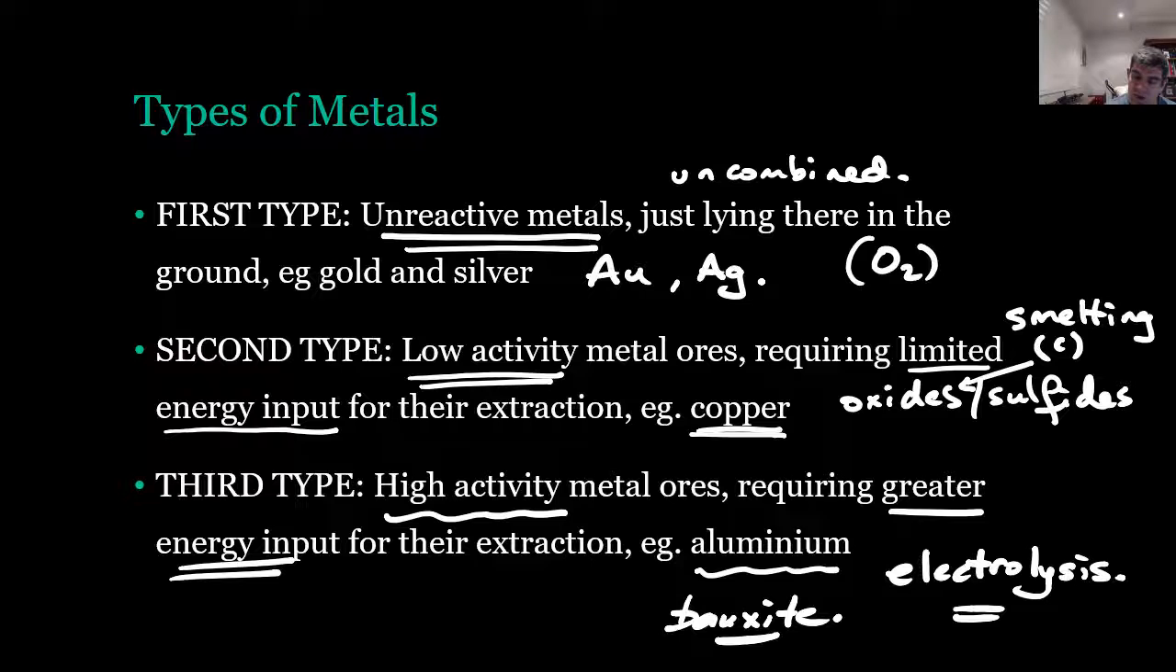The amount of energy required to just pick it up or smelt it or electrolyze it increases as the activity of the metal increases. And so these are some important relationships that we need to be aware of when we're looking at how easily certain types of metals are extracted from the earth.